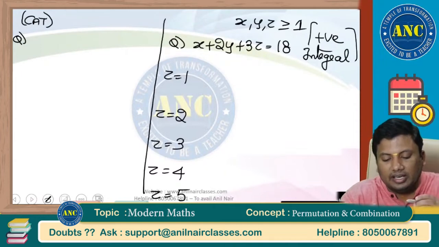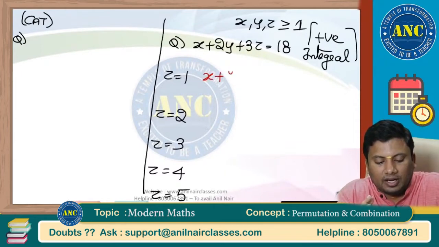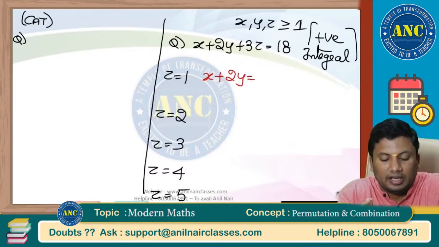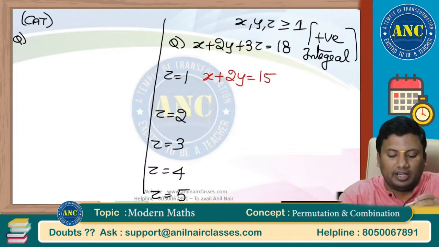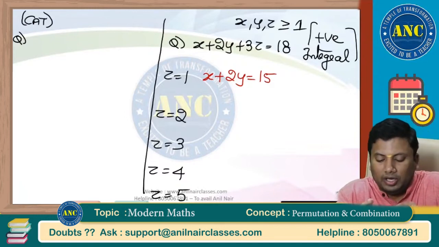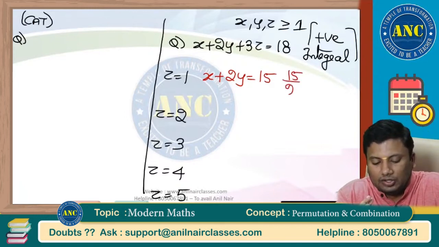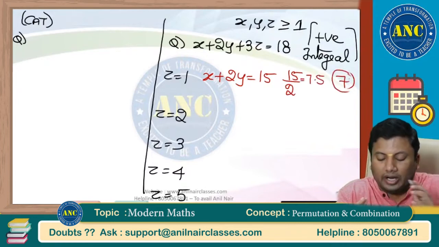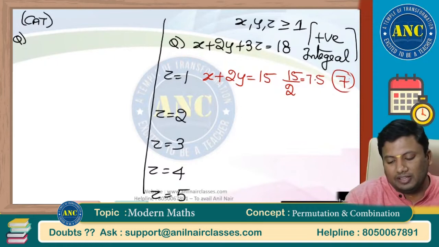Z is 1. If z is 1, x plus 2y is nothing but 15. The coefficient of x, 1, is a factor of 15. 2 is not a factor of 15. So 15 by 2 is 7.5. Ignore the decimal to get positive if one of them is a factor.